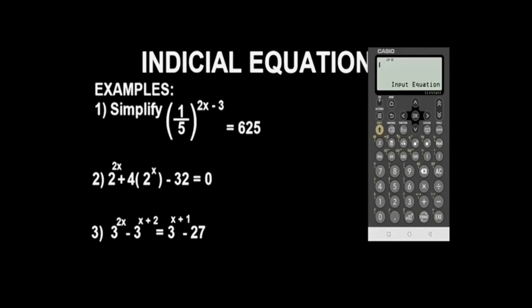So let's input the values. We have in brackets fraction 1 over 5, close the brackets, to the power, make use of this power function. We have 2x. Now you can make use of this button for x as well. So we have 2x minus 3. Come down, equal, to bring out the equality sign press shift and this button here, 625. So that's it, guys.